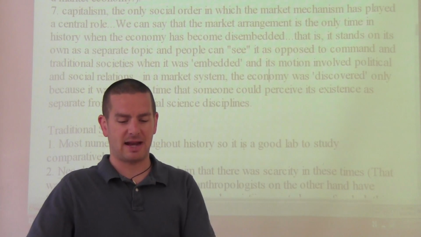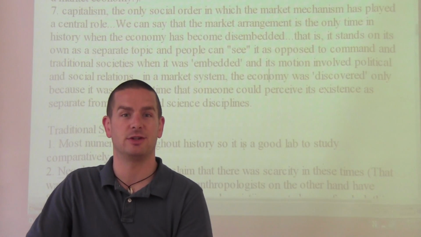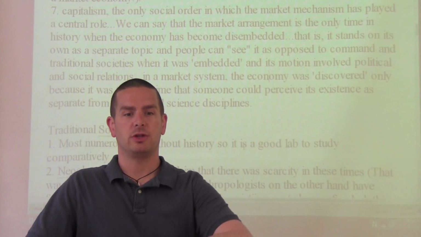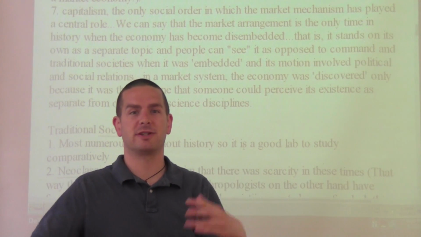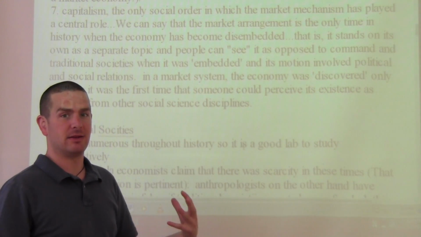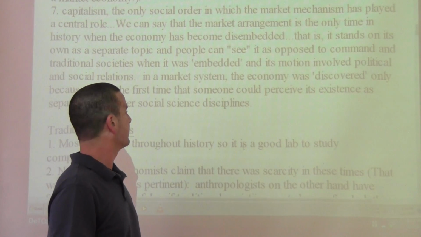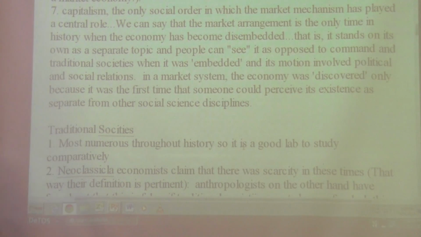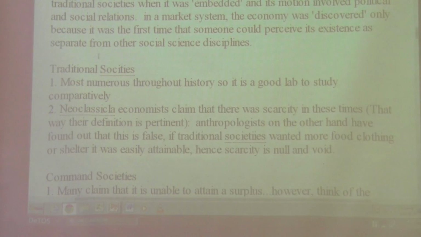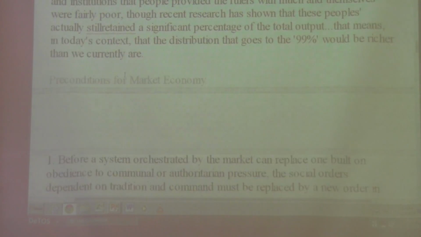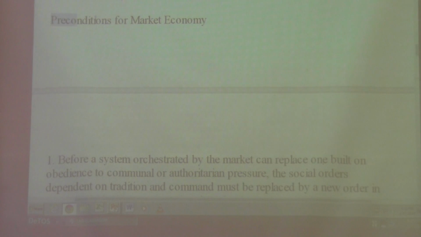The difference is that's not happening because a king said to do it, because your aunt wanted you to do it, right? That would be a command or a traditional economy. Right now, things are being bought and sold because of the market. Okay? So the economy becomes disembedded from social and political relationships. Now, if you just follow my lecture notes down, right? I talk about traditional societies a little bit, and then I talk about command societies for a little bit. Okay? But then we come to a market economy.